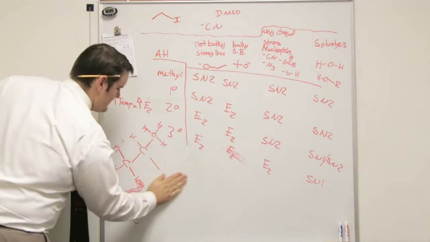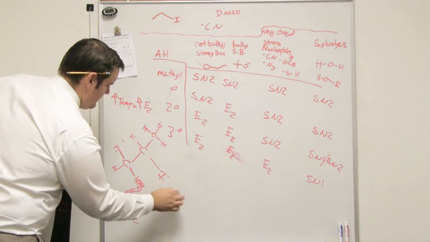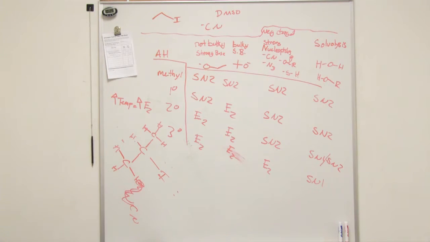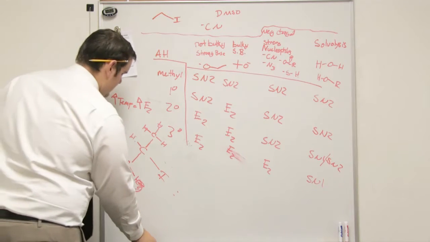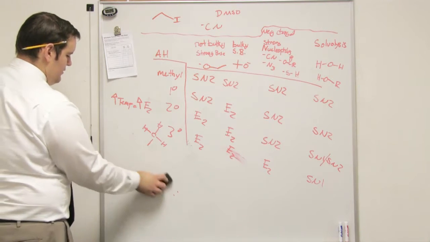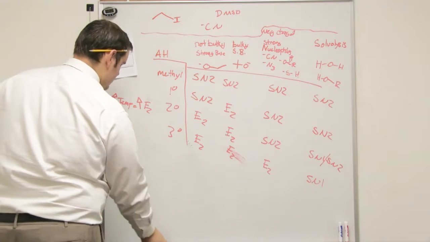I guess I should draw this example. If you have that carbon, if he hits one of those hydrogens, that's still primary. So that's why I have it being tertiary. So the more branched it is, the more likely it's going to be elimination over substitution.